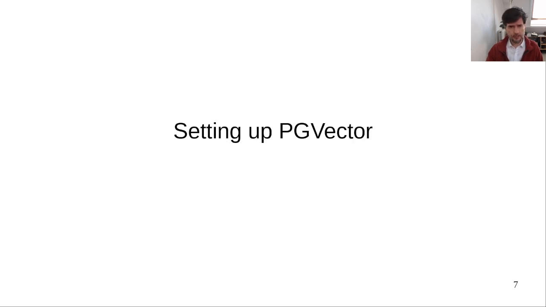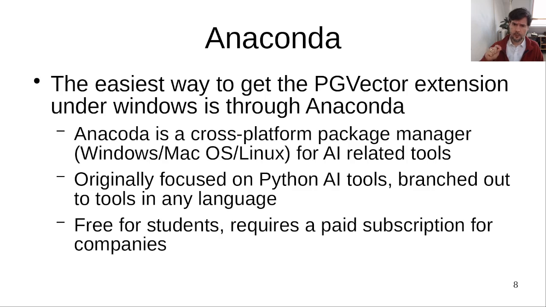So first of all, setting up PGVector. Now, the easiest way to get the PGVector extension under Windows is through Anaconda. Your options really are either compile it yourself, do a Docker container, or install it through Anaconda. Right now, what is Anaconda? It is a cross-platform package manager, right? So it runs under Windows, Mac OS, and Linux for AI-related tools. It was originally focused on Python AI tools, but it branched out to tools of any language. So that's why we now have PGVector there as well. It is free for students, but requires a paid subscription for companies.